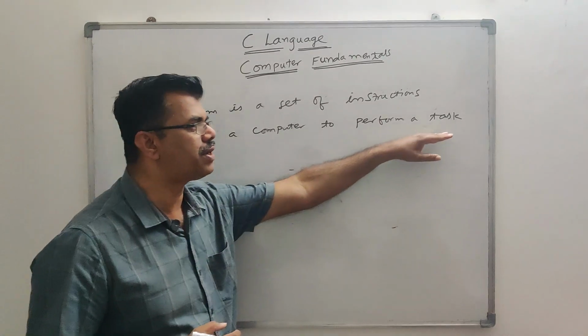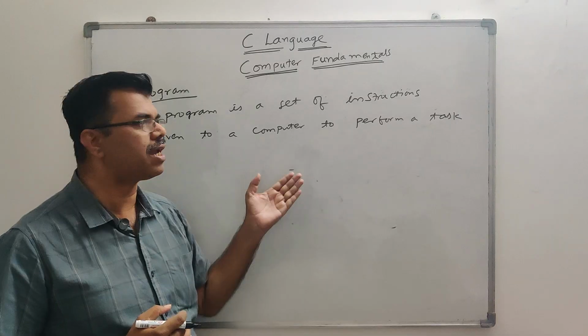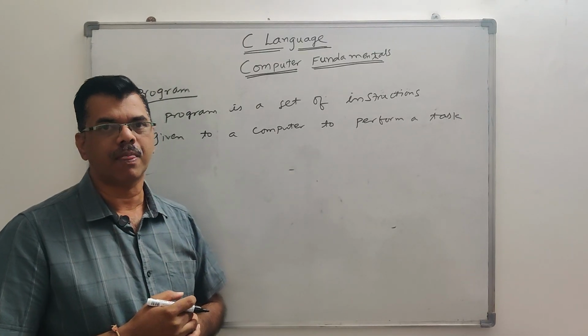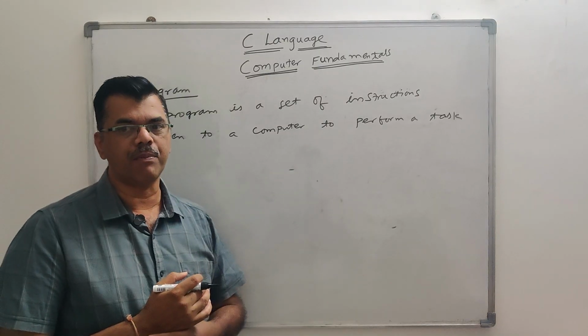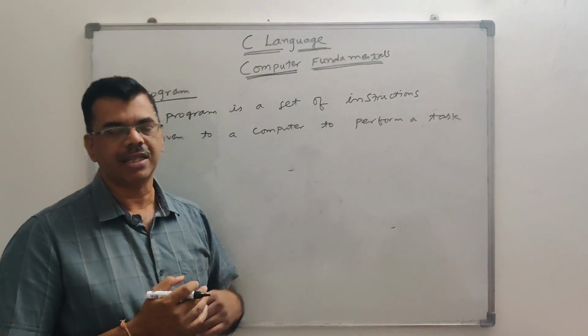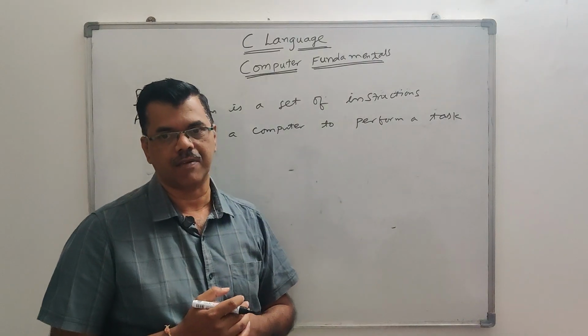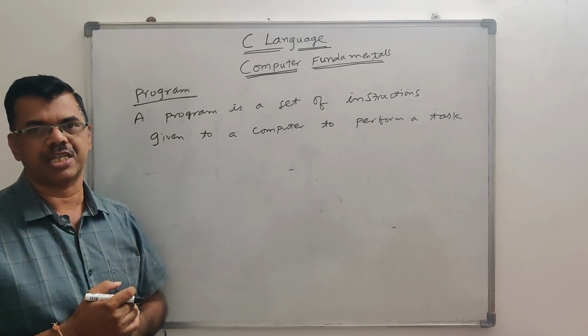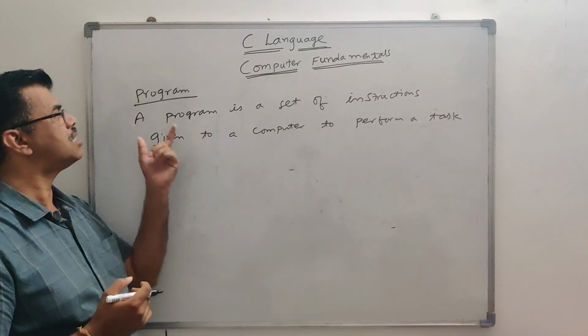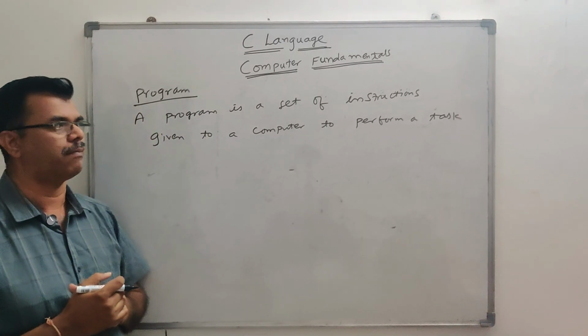What is the meaning of task? You can go with examples like finding the area of a circle, finding total marks of a student, finding net salary of an employee, booking a movie ticket. All these things come under task. In order to perform this task, we have to provide a set of instructions. This set of instructions we call a program.